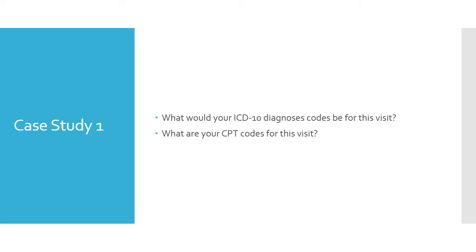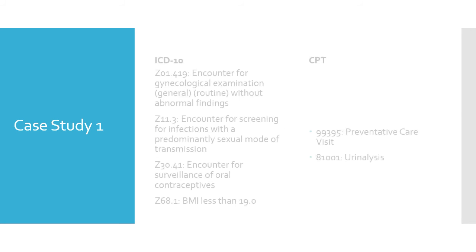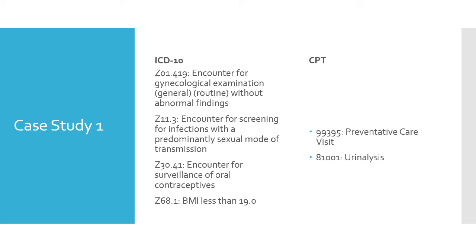What would your ICD-10 diagnosis codes be for this visit? What would your CPT codes be? So this is an encounter for gynecological examination. That includes the pap smear in there. Encounter for screening for sexually transmitted infections. Encounter for surveillance of oral contraceptives, and then you can code for her BMI. This would be considered a preventative care visit, and then you'd bill for the urinalysis as well.